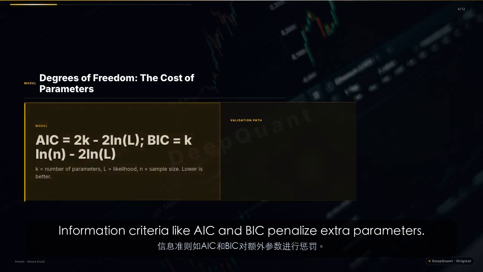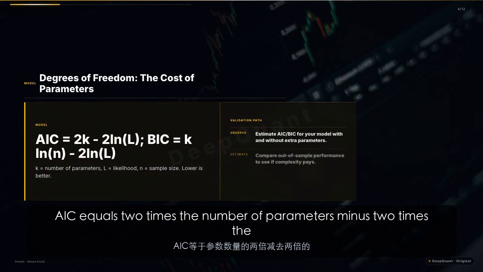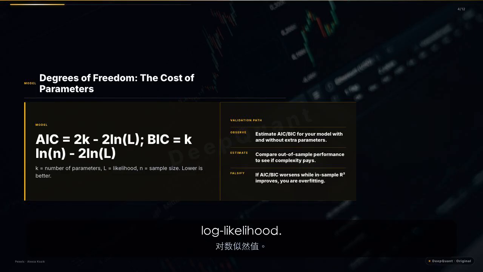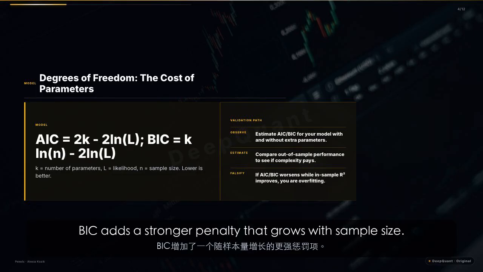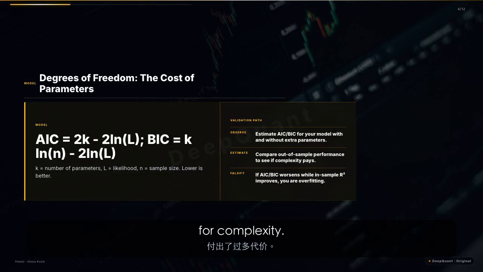Information criteria like AIC and BIC penalize extra parameters. AIC equals 2 times the number of parameters minus 2 times the log likelihood. BIC adds a stronger penalty that grows with sample size. If your in-sample R-squared is high but AIC is worse, you are paying too much for complexity.